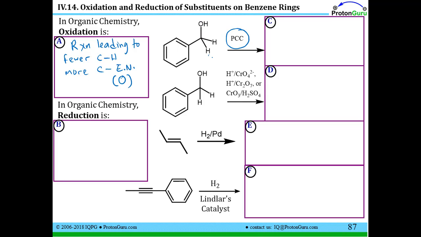So if we take this benzylic alcohol group and we do that reaction, I'll abbreviate the benzene as phenyl, and I will draw the new product like this. So we've made benzaldehyde from a benzylic alcohol.